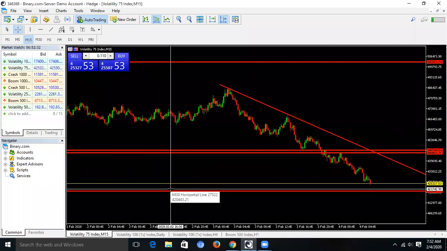Okay, let us take this trade. Buy limit. All right. Buy limit, volatility. This is Index 75 buy limit.